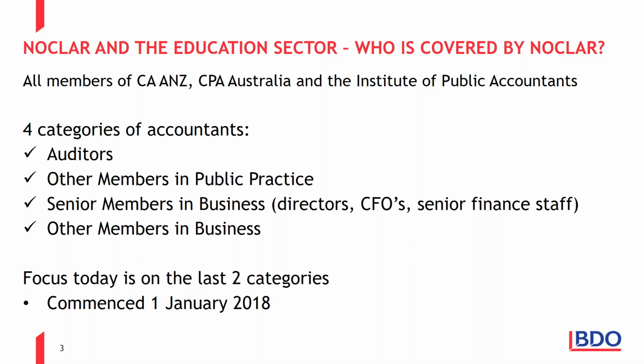Now, NOCLAR is broken up into 4 categories of accountants: auditors, other members in public practice, so that's obviously anybody who's not an auditor, the senior members in business, directors, CFOs, senior finance staff, and then other members in business. And for the purposes of today, we're going to focus on senior members in business and other members in business because those are the categories of accountants I would expect to find operating in the education sector. Now, NOCLAR, as I put there at the bottom, commenced on the 1st of January 2018, although it's certainly been under consideration for a lot longer than that.